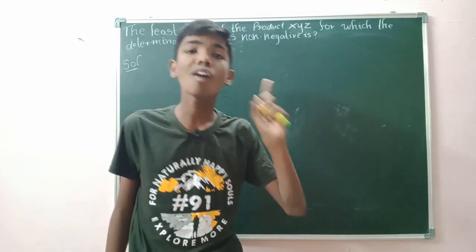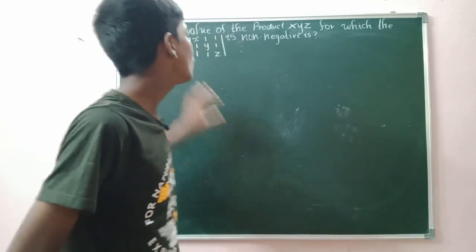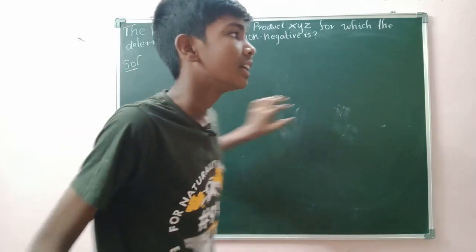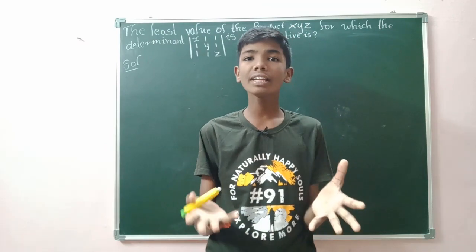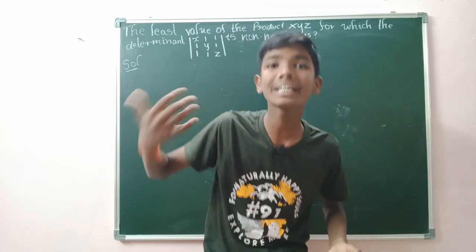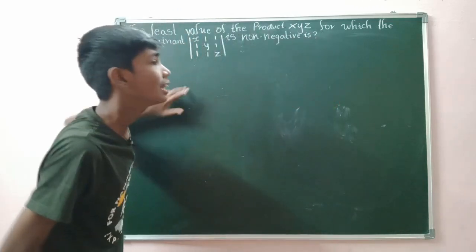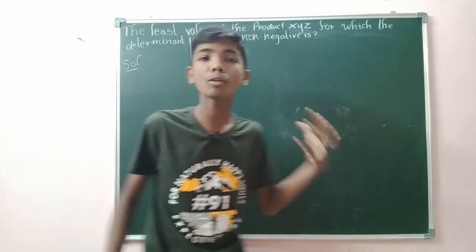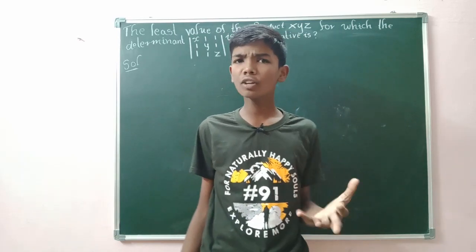So for that I need to first find the value of the determinant. How can I find the value of the determinant? If it's a 2 cross 2 matrix, you will easily find the value of the determinant because you already know the basic formula for it. But here the order is 3 cross 3, therefore you need to introduce a concept called cofactors. Correct or not? So you know how to find a cofactor now.